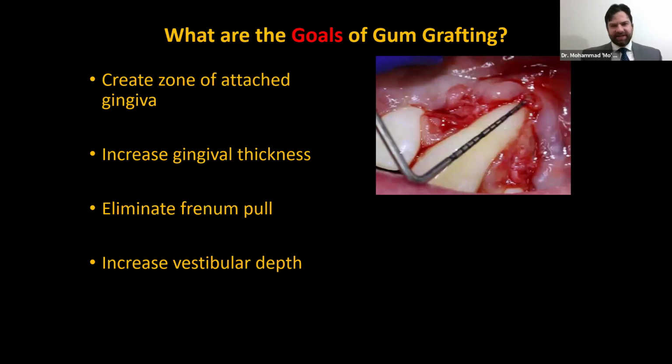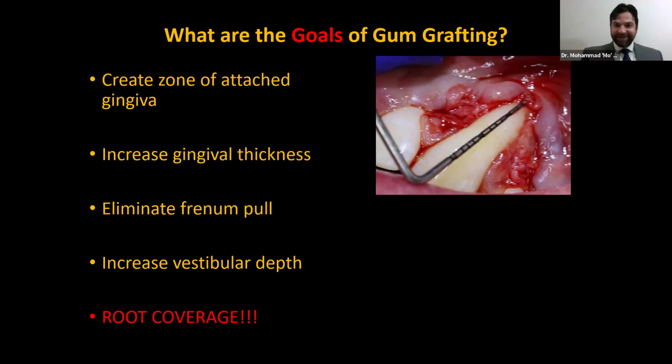Now, the question is, what are some of the goals that we want to achieve with gum grafting? So what we want to get is a zone of attached gingiva. We want to get thick tissues. We want to eliminate the frenum. We want to increase the vestibular depth. But perhaps, most importantly, from a patient's perspective, this is what they are looking for: root coverage.